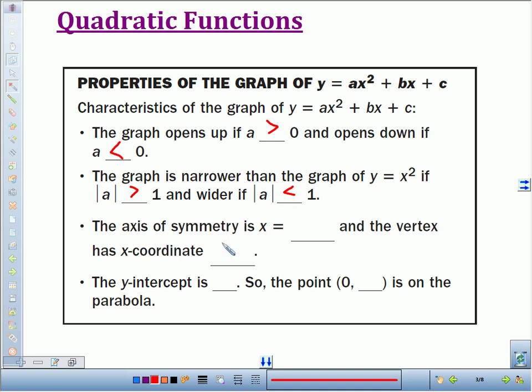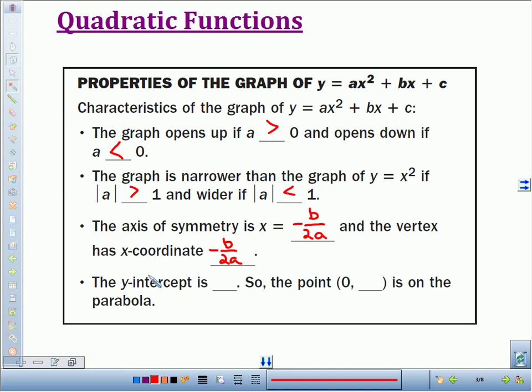Now the axis of symmetry that we're looking for can be found by saying x equals negative b over 2a. And we're going to work with that some in a few minutes. But for right now, we just need to know x equals negative b over 2a. And the a and b we get from ax squared plus bx plus c. The vertex has the x-coordinate negative b over 2a, which is not surprising because the axis of symmetry goes through the vertex. So they should share the same x value.